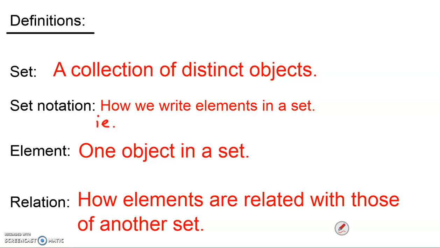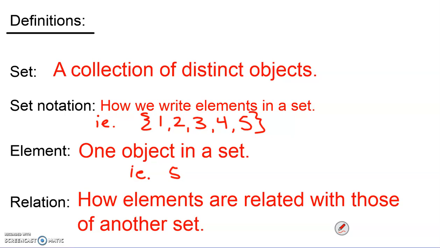So an example of that is with curly brackets, the numbers 1, 2, 3, 4, and 5. So curly brackets must be included in set notation. Next we have an element. An element is one object in a set. So for example, the number 5 is one of the elements in the above set.